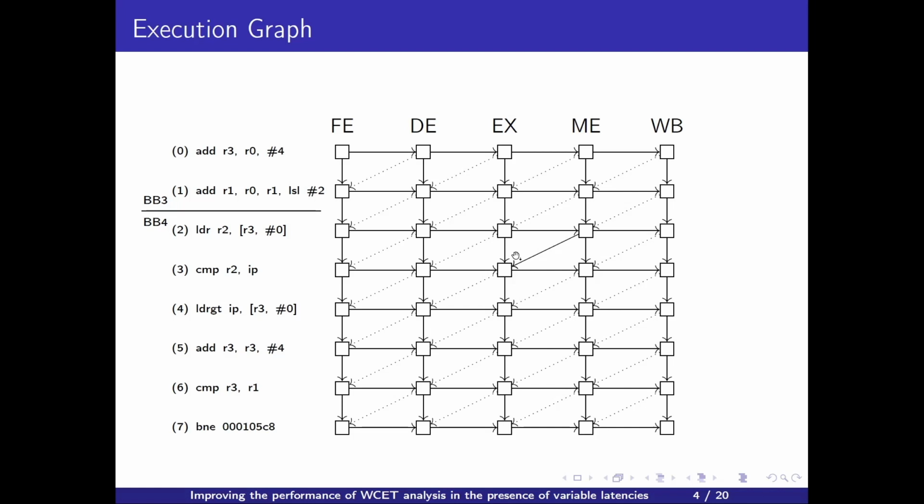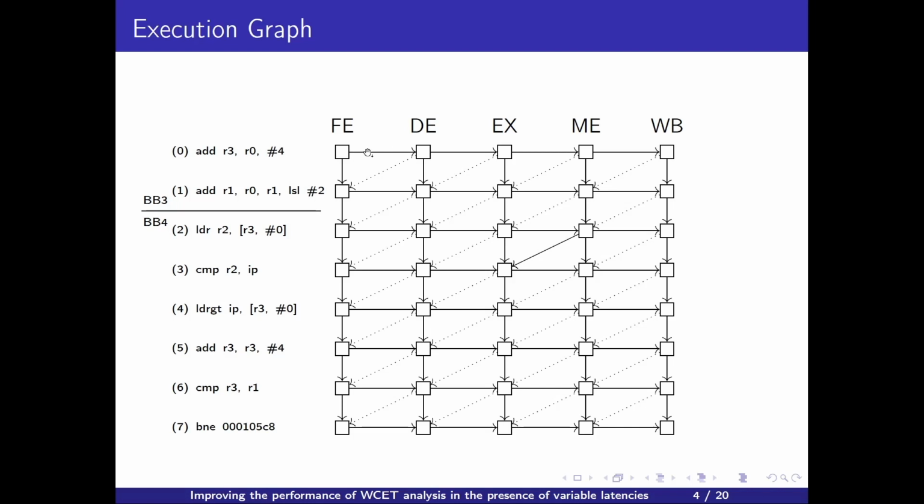So now we are modeling the execution of BB3, BB4 on a simple in-order execution processor. The processor has a pipeline of 5 stages: instruction fetch, decode, execution, memory access, and write back. The assembly code is at the left, and the execution graph is at the right. The execution graph represents the execution of instructions in the pipeline of the processor, where each node represents the execution of an instruction in a pipeline stage, and each edge represents the dependency between nodes. There are two types of edges.